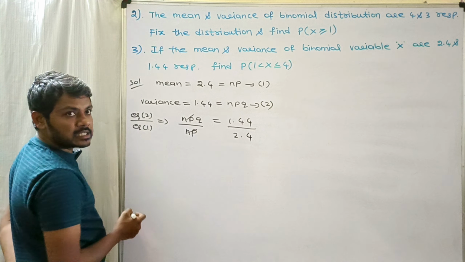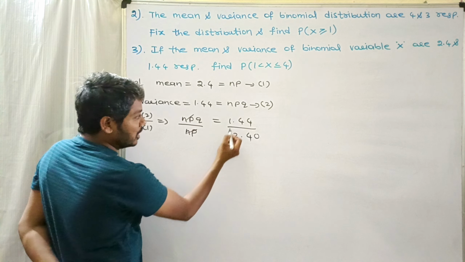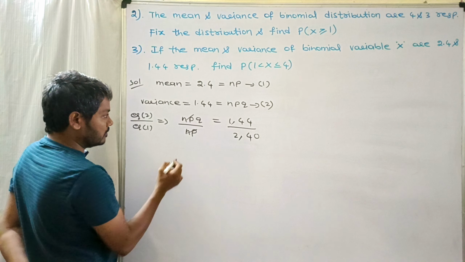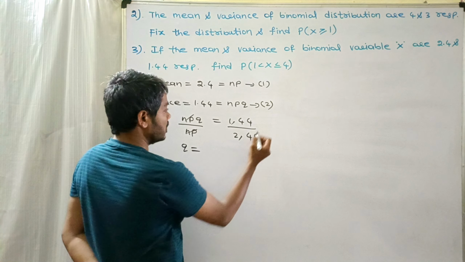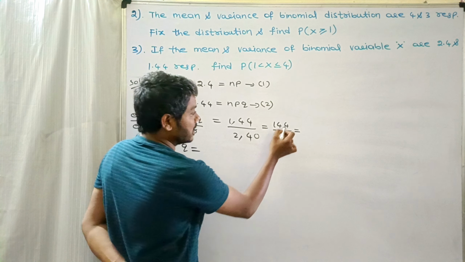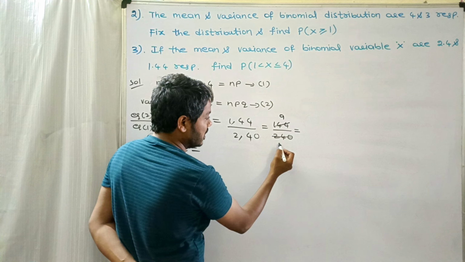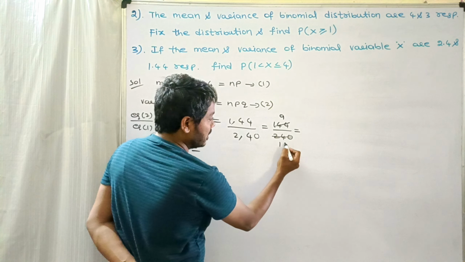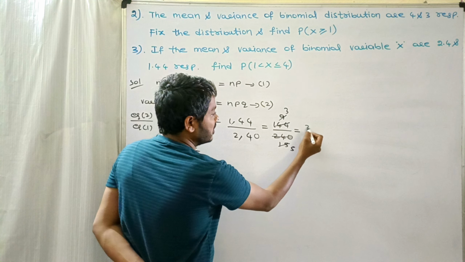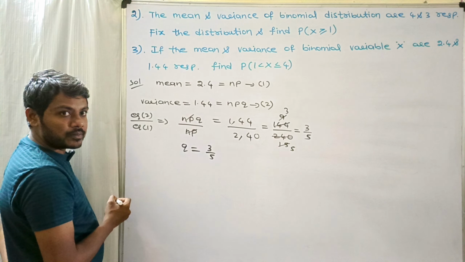Now, np gets cancelled. So here, you can write q equals 1.44 by 2.4, and cancel the decimal points. So this is 144 by 240. So q is equal to 144 divided by 240. 16 nines are 144, and 16 fives are 80. Again, 3 threes, 3 fives, which is equal to 3 by 5. Therefore, the value of q is 3 by 5.